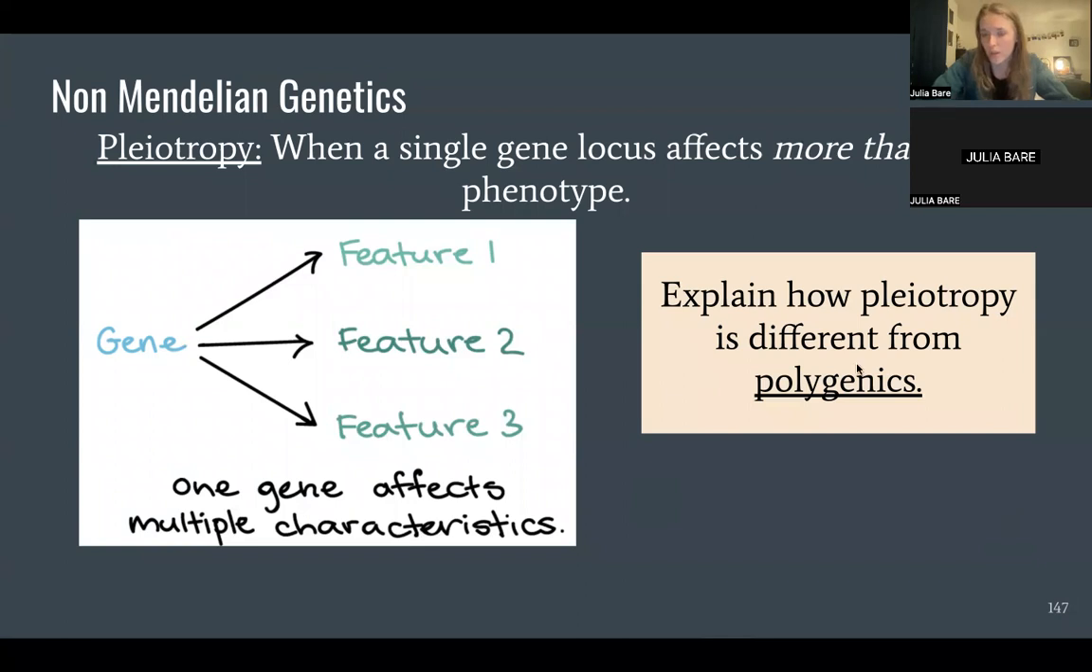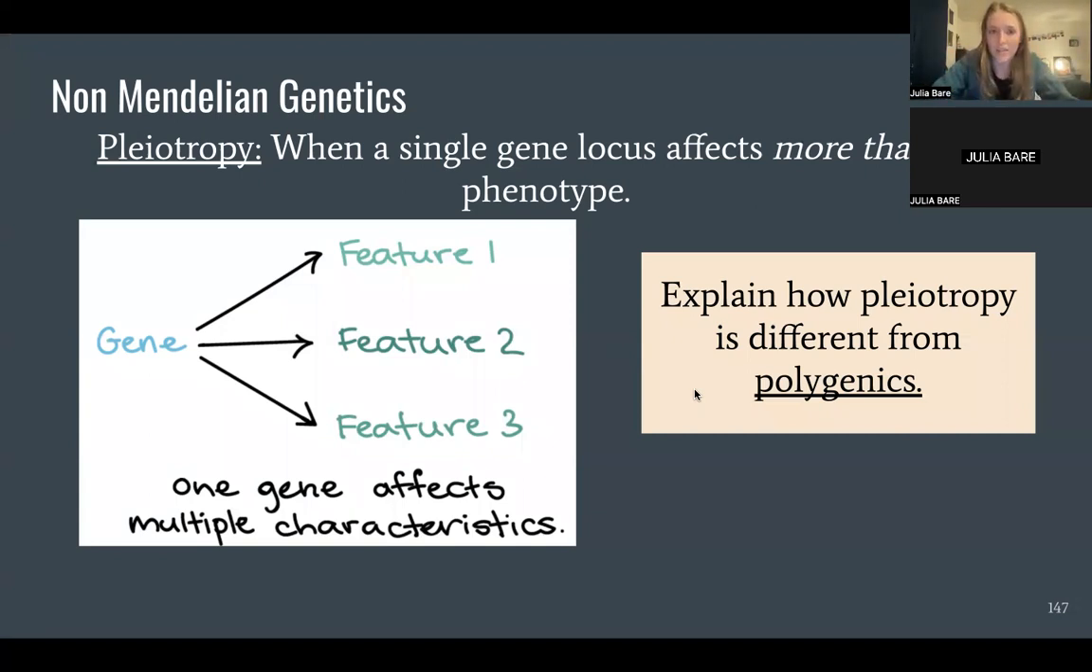What I want you to do is explain how pleiotropy is different from polygenics. Now, if you need to, go back and review what polygenics is, but I want you to take a second to think, okay, what is the difference between pleiotropy and polygenics? You think you have it? Well, the big difference is that they're sort of like the opposite phenomena.